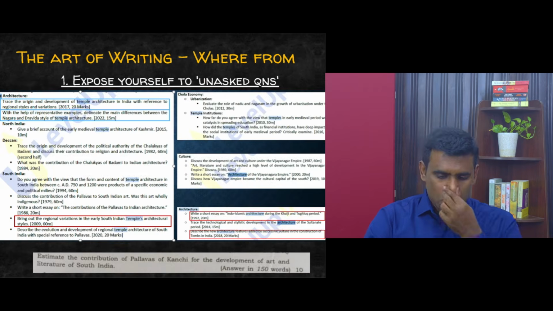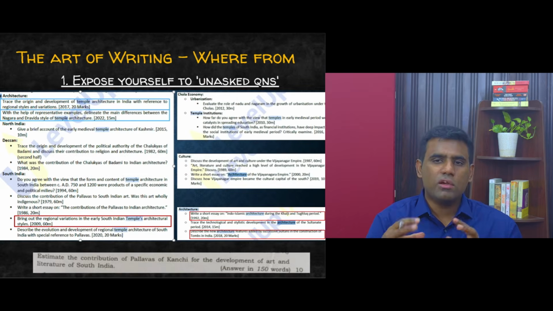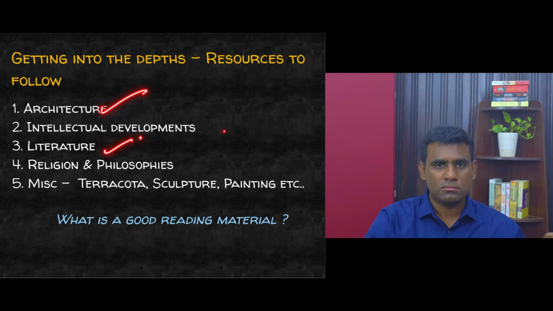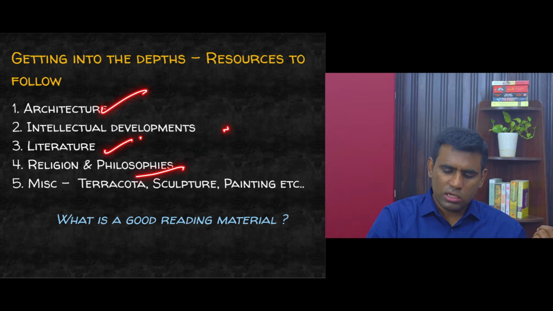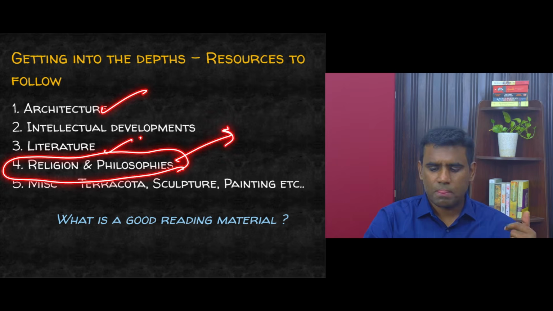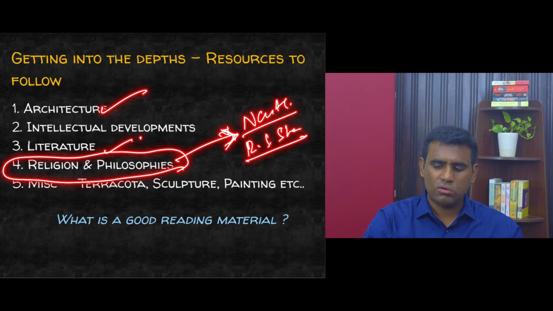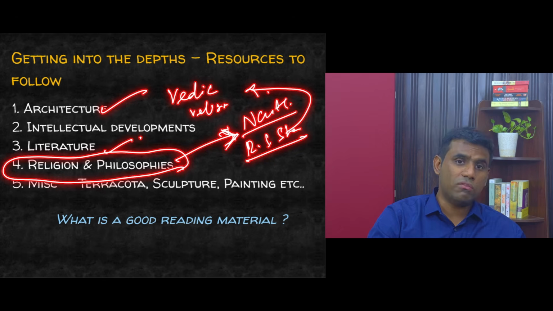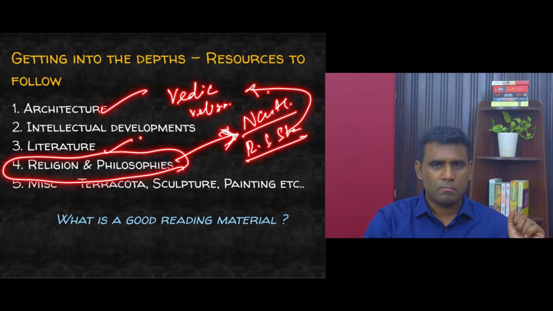Fine. So now, let's say you have finished reading from such kind of resources. A.L. Basham is a good resource for 2 chapters covering architecture and literature, right? And for religion and philosophies, even your NCERTs are good enough. Your R.S. Sharma NCERT can be a very good resource to understand Vedic religion. How did it evolve from early Vedic to later Vedic, right?